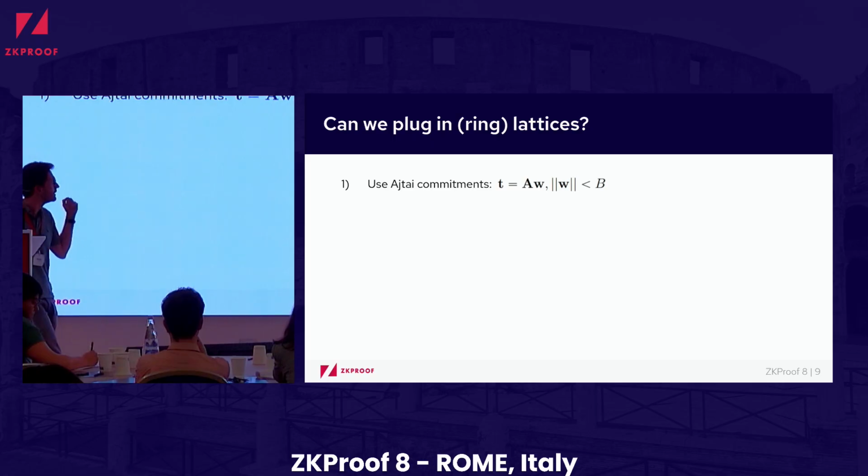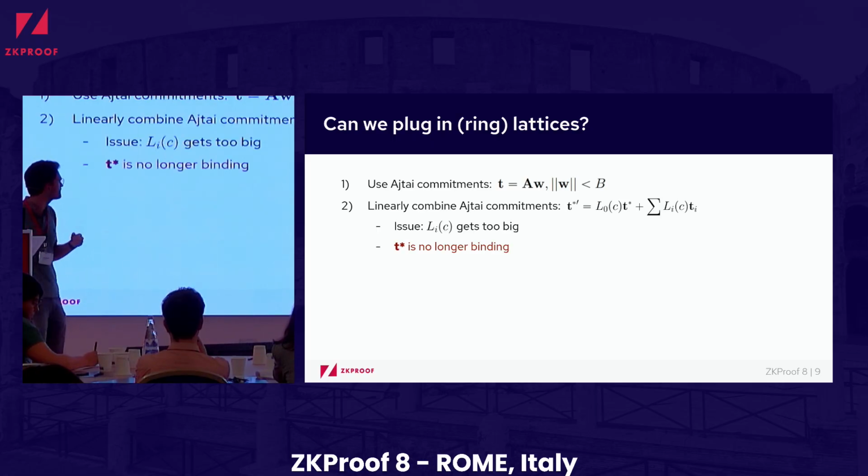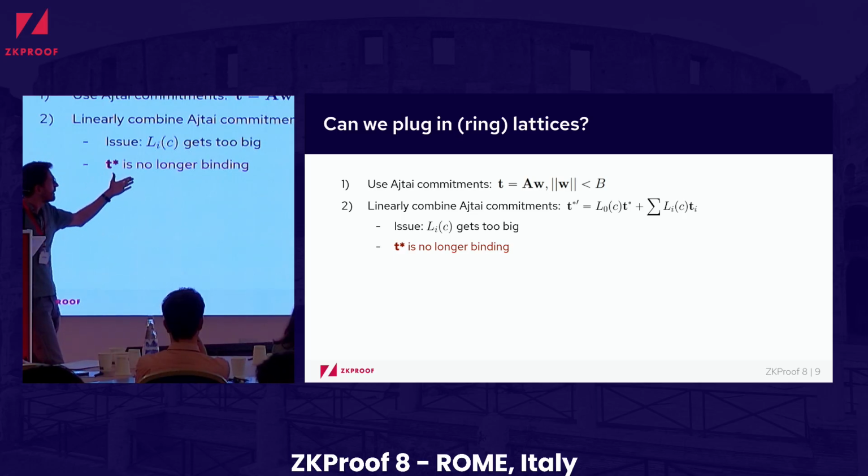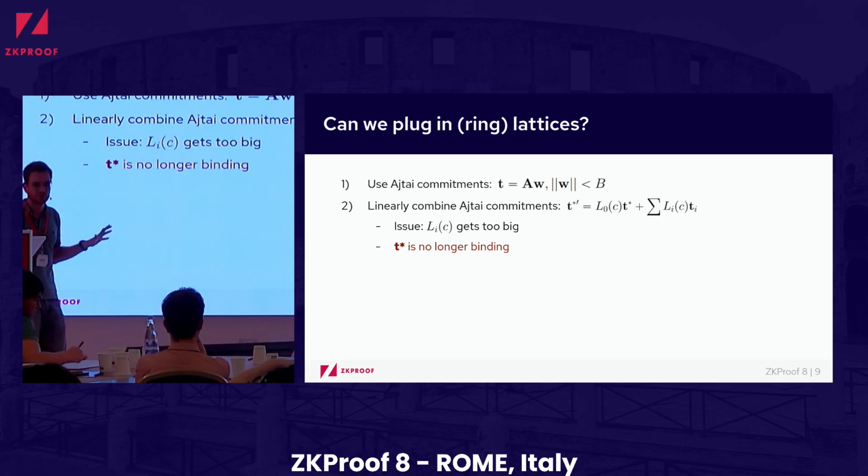So we need them to be less than a given norm. But then, if you remember how we were interpolating instances and witnesses using these Lagrange polynomials, we get that the accumulator gets an expression like this. And the L0, Li coefficients evaluated on a challenge get very big. So this means that we're losing binding on the accumulator, on the new commitment that we get on the accumulator. So this is not the right way to go.